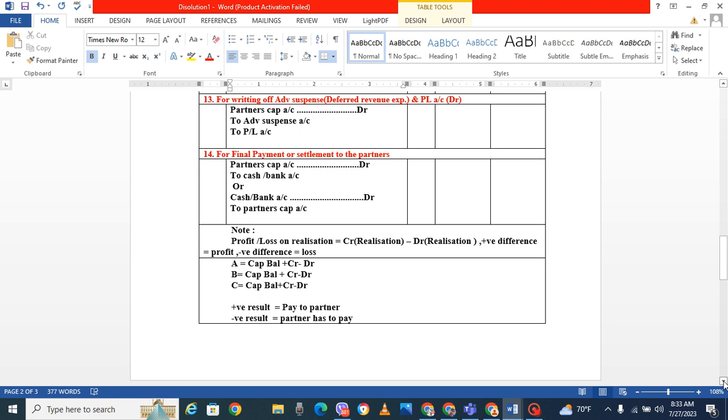For the final payment calculation or settlement of the amount to the partners, we have to prepare certain working notes. At first, write the names of all the partners and take the capital balance of those partners. Then, through the journal entries, whatever is credited to them should be added and whatever is debited should be deducted. If a positive value arises, we have to pay the partner, that means partner's capital to cash or bank. And if the result is negative, then we have to receive from the partners, and that time the entry will be cash or bank to partner's capital. Hope you all have got it. Thank you so much.